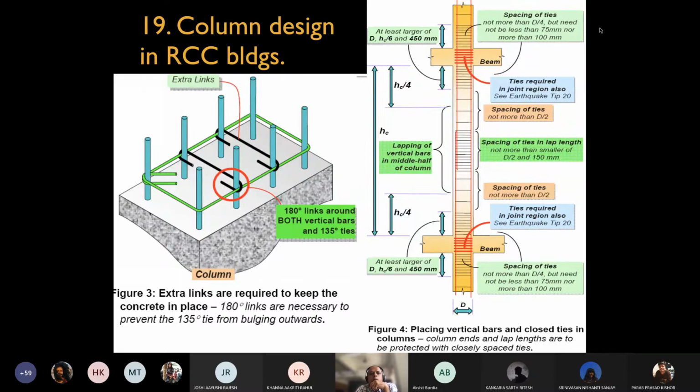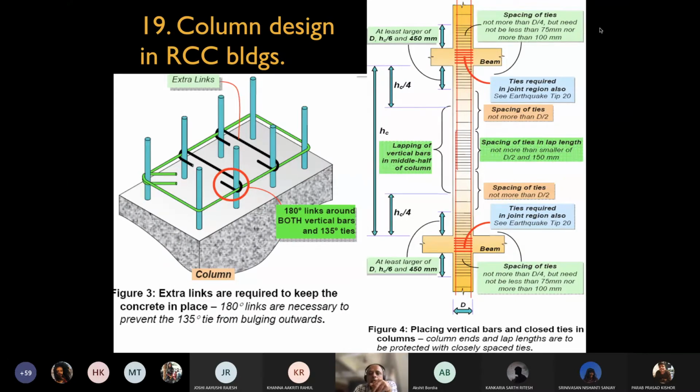Okay. Then, so we discussed about the beams. Now we talk about the columns as well. So in the columns also the same attitude remains, where the lap joints are in the middle. Wherever you have lap joints, you have more number of ties. If you look from the bottom onwards, on the right side, you have spacing of the ties not more than d by 4, but not less than 75 mm or more than 100 mm. Otherwise, the coarse aggregates will not pass through. Then there should be at least 450 mm or larger. It is not 2D, it is about 450 or larger.